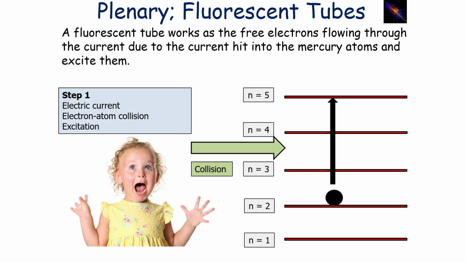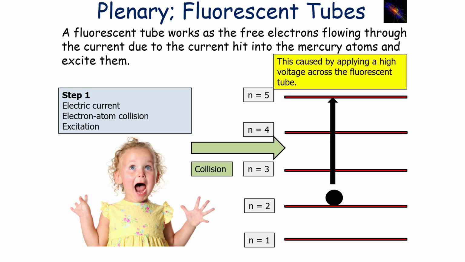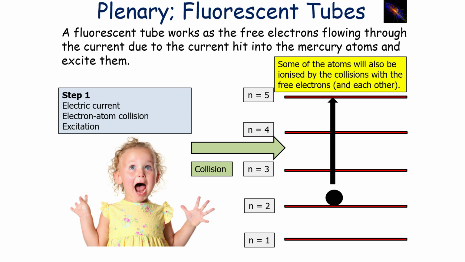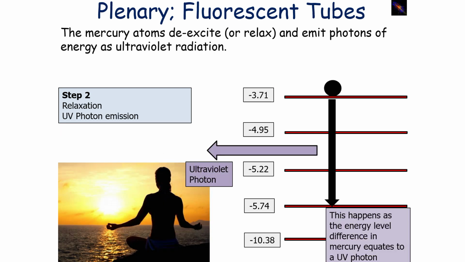So a fluorescent tube works as the free electrons flowing through the tube due to the current hit the mercury atoms inside the fluorescent tube and excite them. Now this is caused by applying a high voltage across the fluorescent tube. Some of the atoms will also be ionized by the collisions with the free electrons and each other. Now eventually, after excitation has occurred, the mercury atoms de-excite and emit photons of energy as ultraviolet radiation. This happens as the energy level difference between the different levels in mercury equates to UV photons.